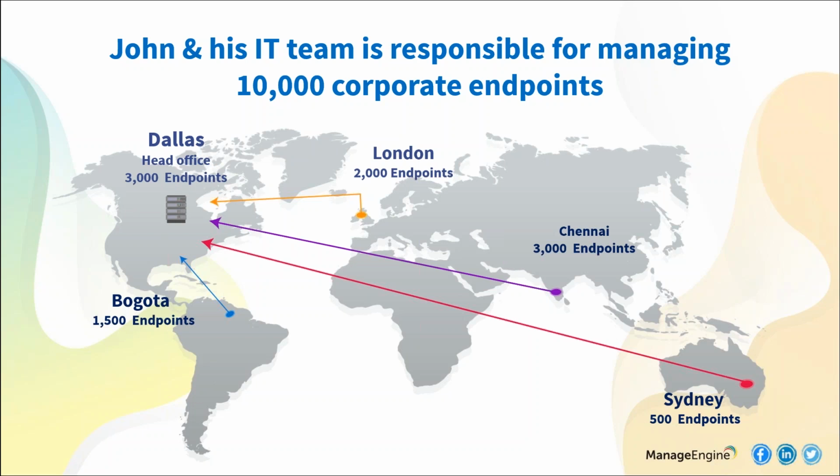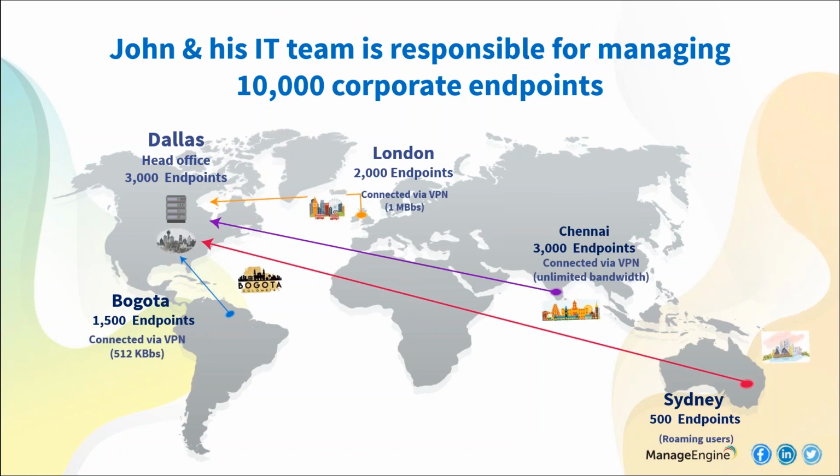And with respect to the Sydney, John has a bunch of roaming users, and they will be connecting directly to the head office. So this is how John has set up his network. And let's go ahead and have a look at how John uses Desktop Central to help with his remote management needs.